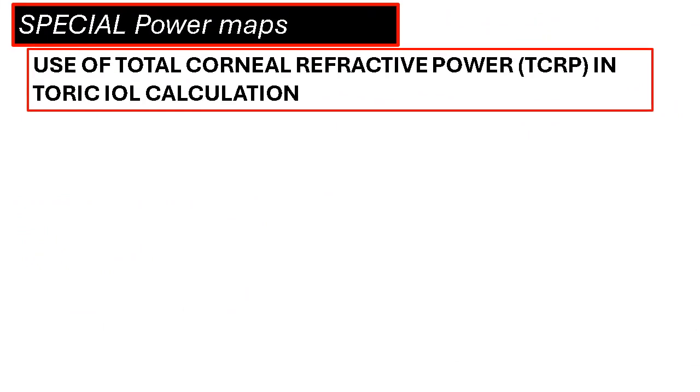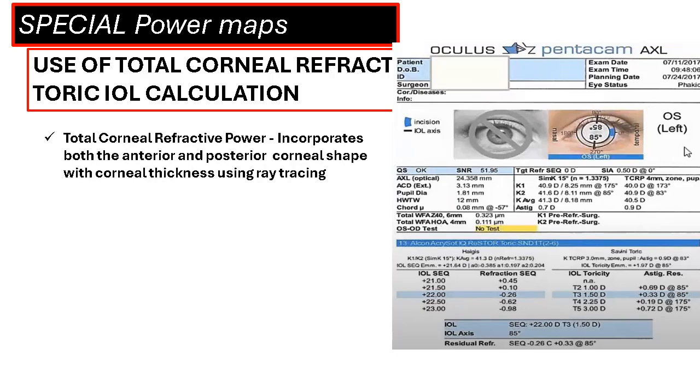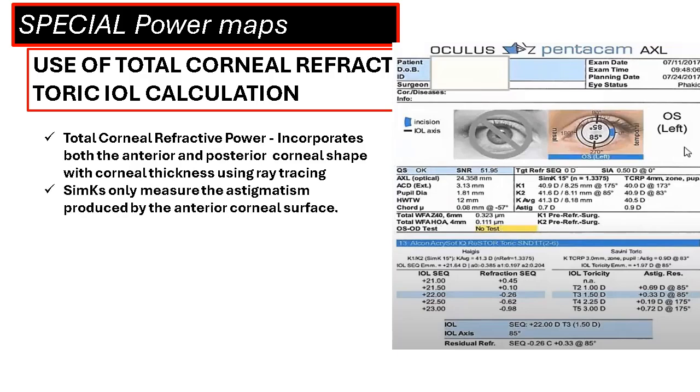Another use of the TCRP, that's the total corneal refractive power map, is in the toric IOL calculation. As I said before, this map measures the total corneal power, including the anterior surface and posterior surface, and it takes into consideration the thickness of the cornea by the process of ray tracing. So for any calculation of the toric IOL, we should depend on this map.